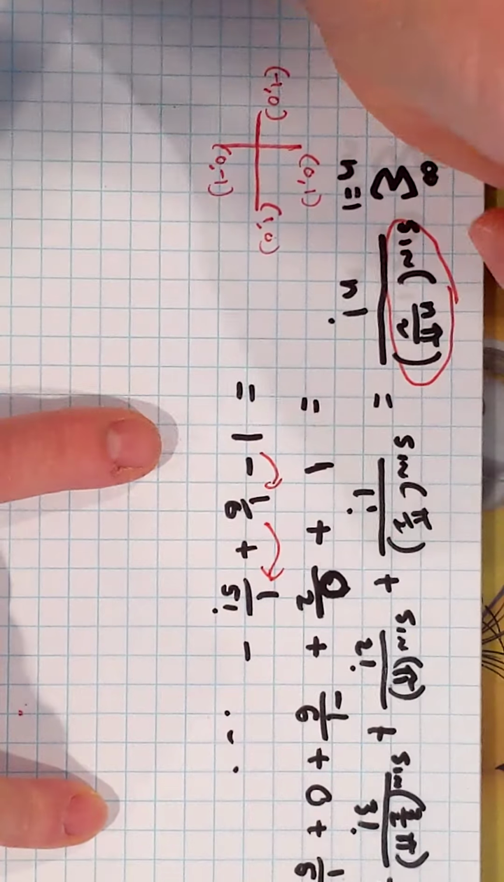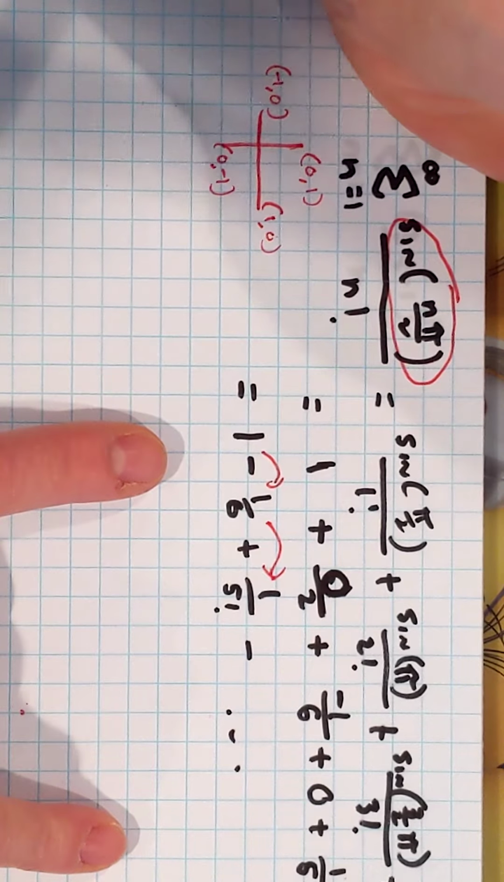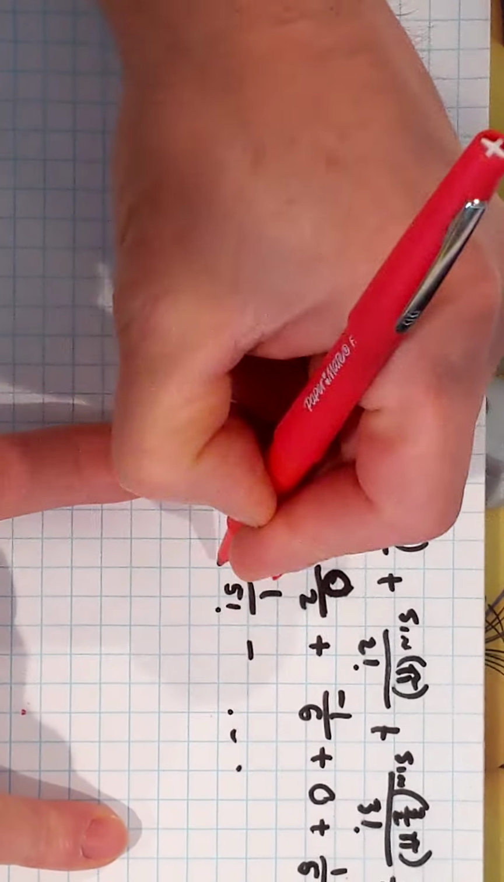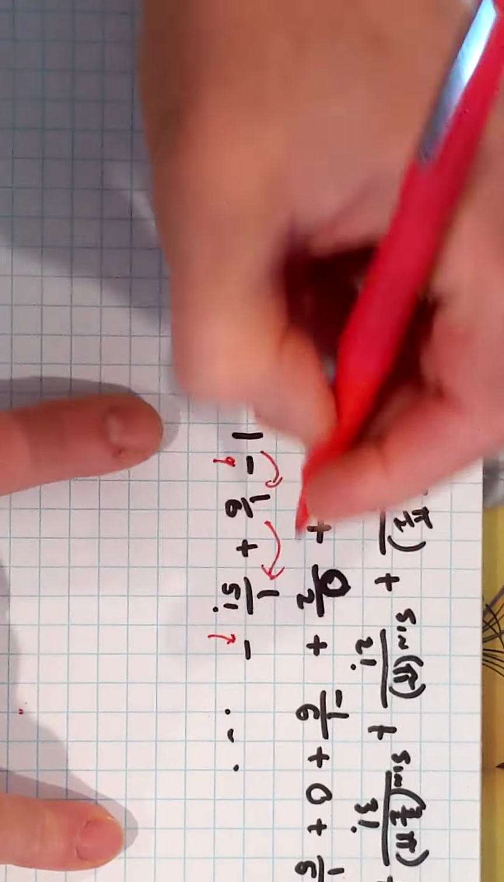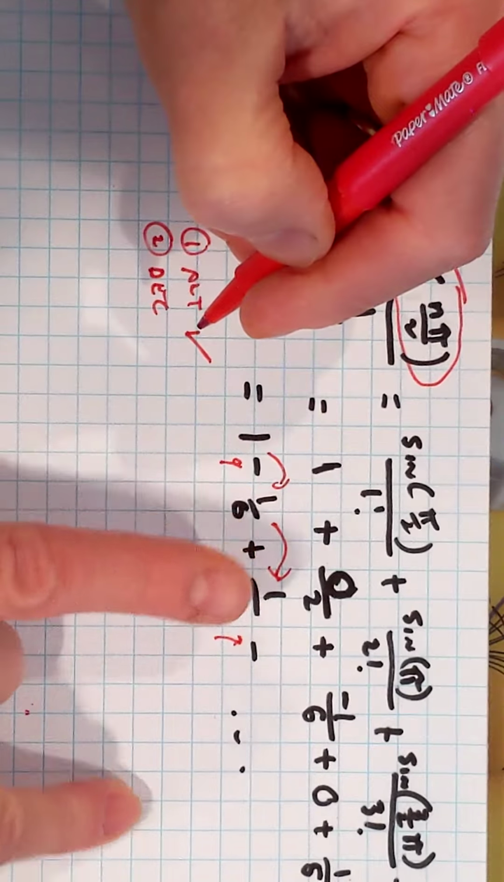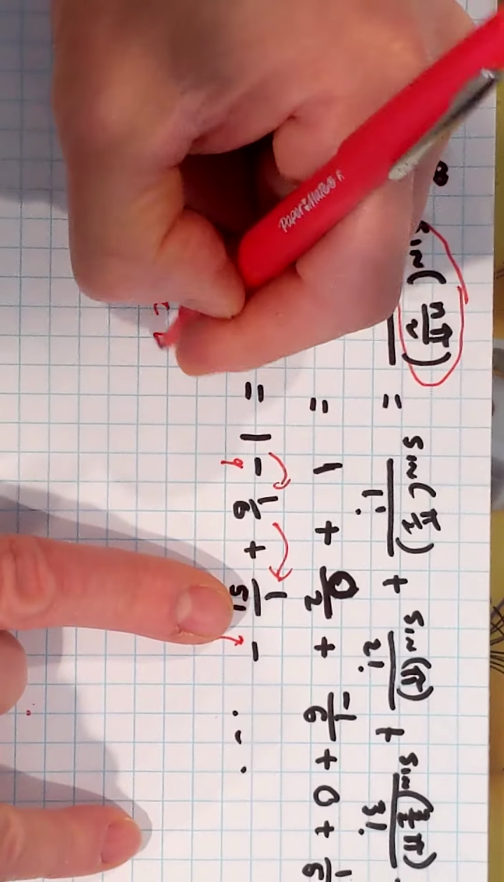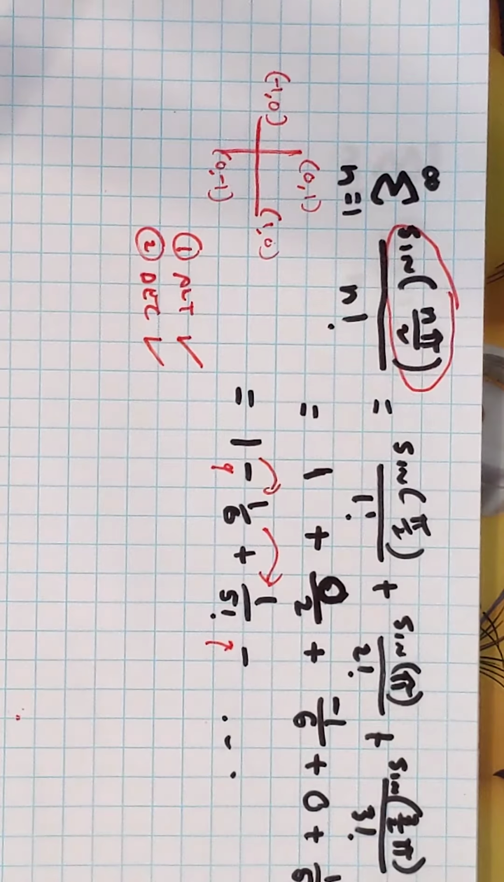I also can see it's not geometric. But the key tip-off is alternating. So I'm looking at the alternating series test. One, does it alternate? Yes. Check. Two, does it decrease? Does the absolute value of each one of these go down? Yes. So the only thing left for me to do now is take the nth term test.